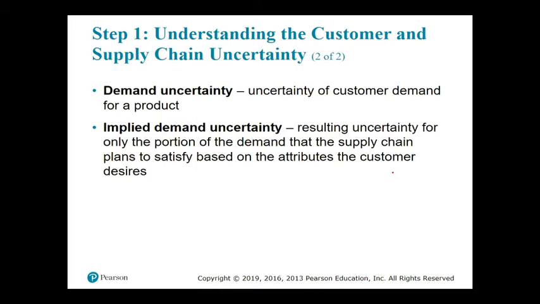So demand uncertainty refers to the uncertainty within the demand for a certain product. However, the implied demand uncertainty depends on what sector of customers the company is intended to serve. Right? So, in other words, the implied demand uncertainty is determined by the competitive strategy of the company.